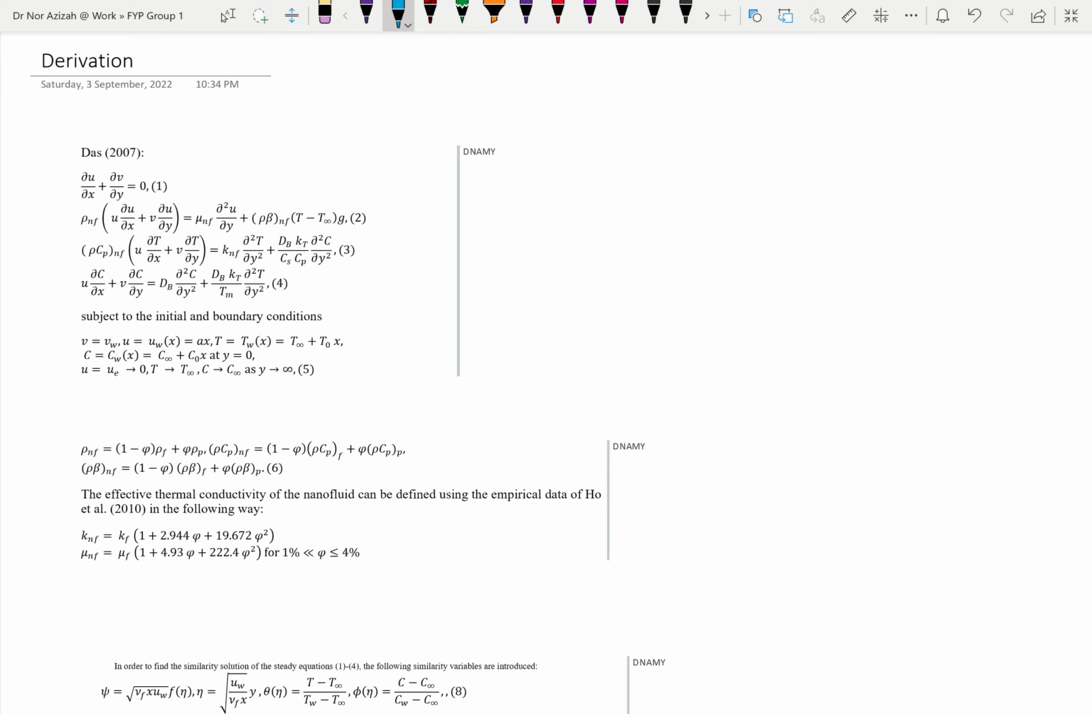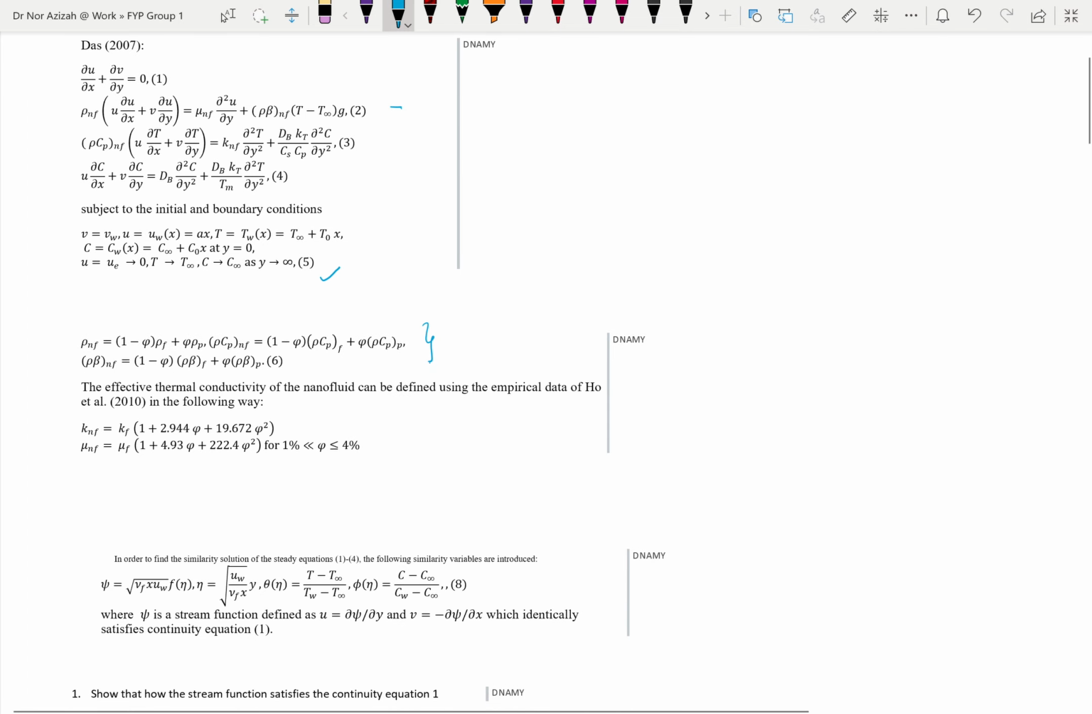So this is your new equation subject to the boundary condition 5. This is the formula for rho nf and so on, and then you are also given the effective thermal conductivity knf and also mu nf here.